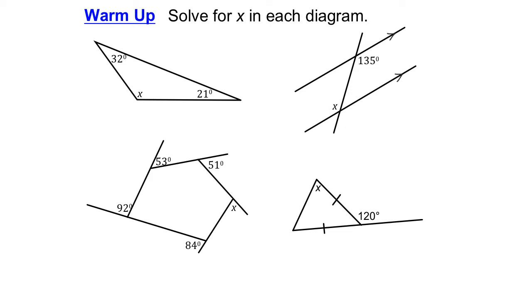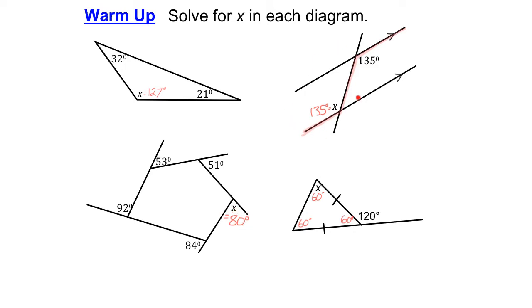is. So for this first one, we have to remember all the interior angles of a triangle add up to 180 degrees. So this has to be 127 degrees. For this shape down here, we're dealing with all exterior angles. The exterior angles of any polygon add up to 360 degrees. So that's why this has to be 80 degrees.